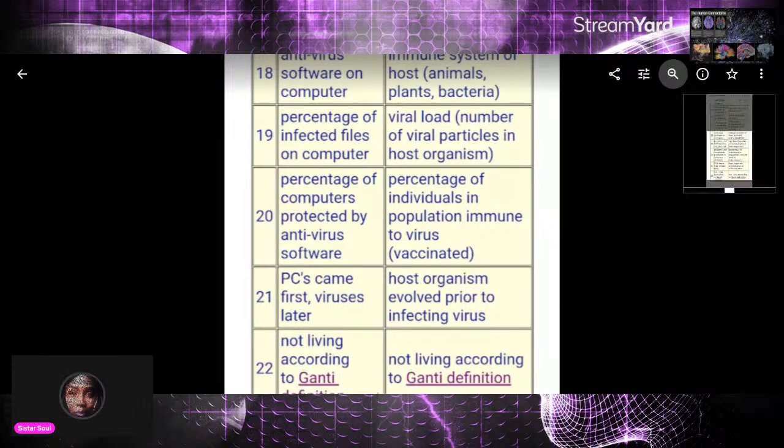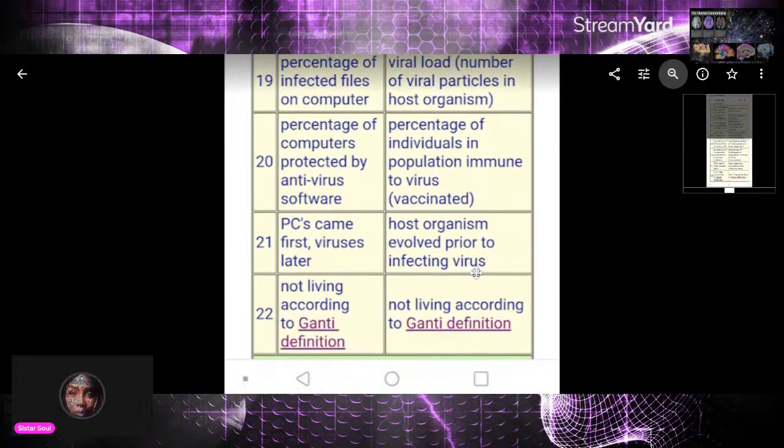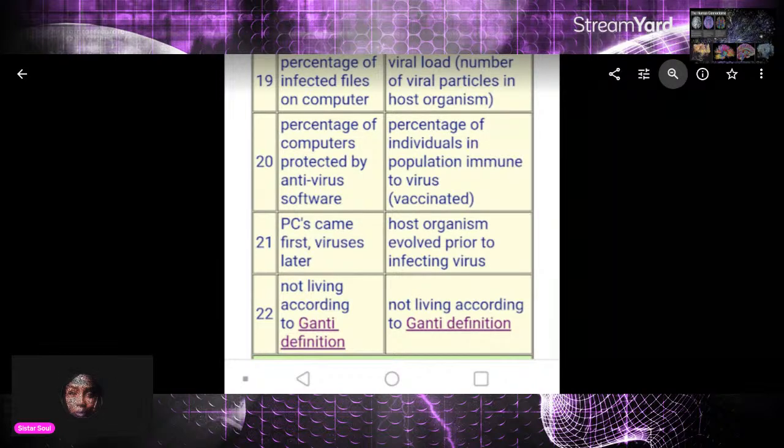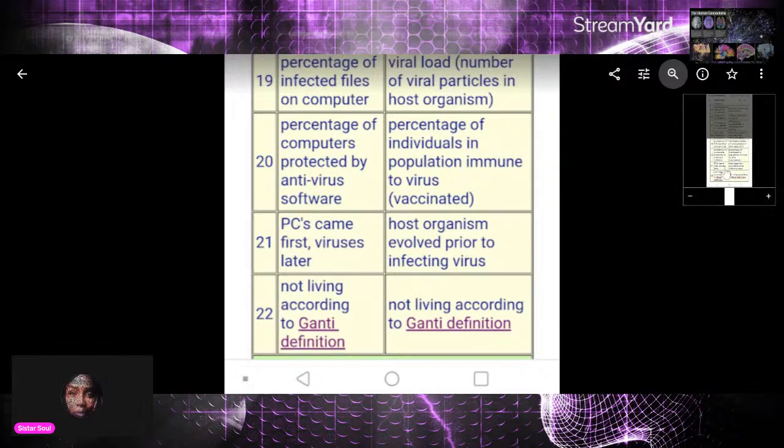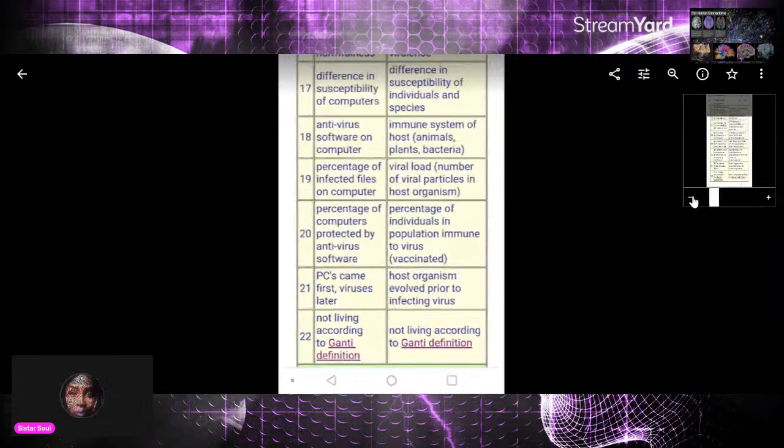PCs came first. Viruses came later. Same thing with us. The organisms existed prior to the infecting virus. We were here. We never had sickness until certain parasites and parasitic beings were brought into our realm, into our atmosphere, affecting the air, affecting the water, affecting the soil, and certain things, right? Now, when it comes to the computer, not living according to the Ganti definition, and we are not living according to the Ganti definition. Let's move on.